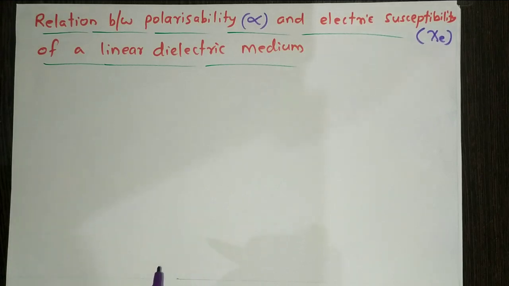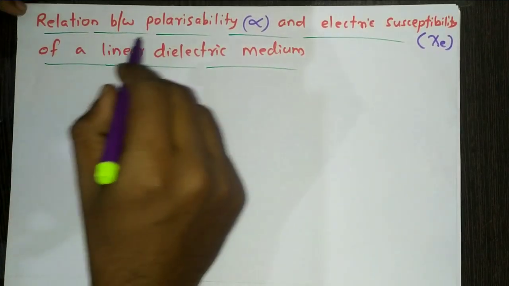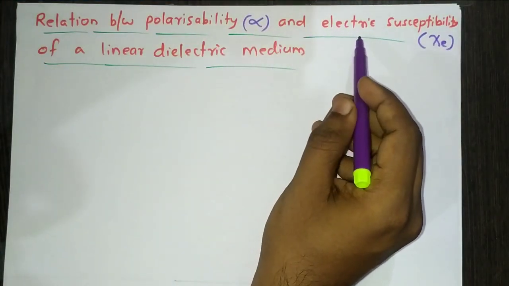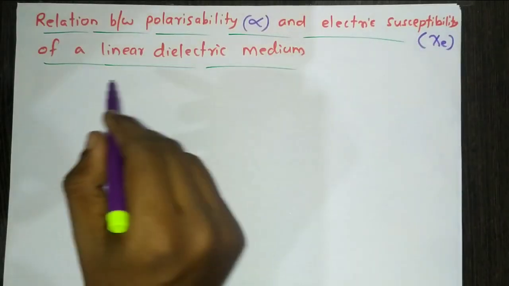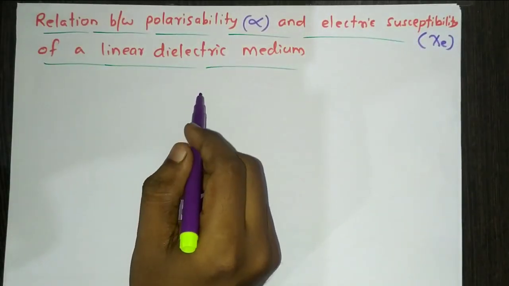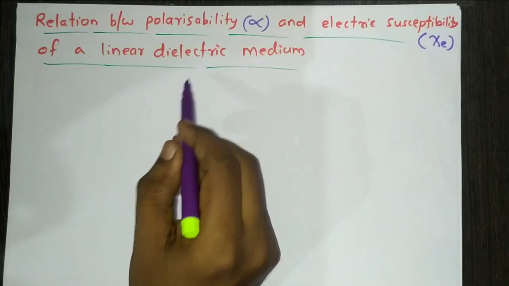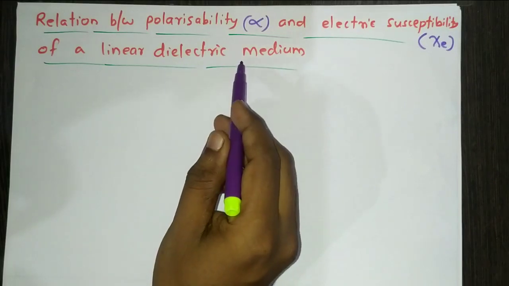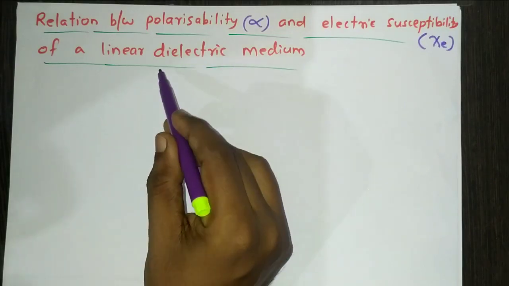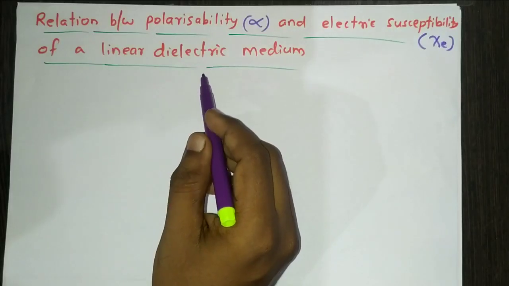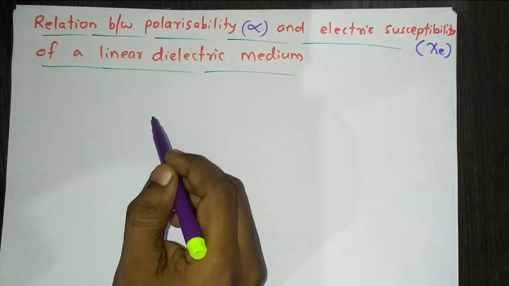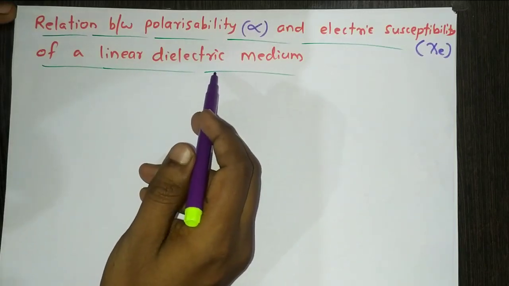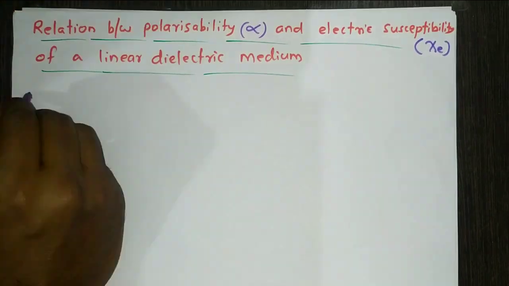Dear students, today we discuss the relation between the atomic polarizability alpha and electric susceptibility chi e of a linear dielectric medium. Here we have two cases: a linear dielectric medium having higher density, and a linear dielectric medium having very low density. We first discuss when the density of the molecules in the linear dielectric medium is very low.